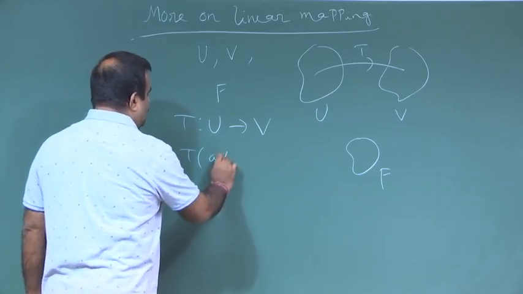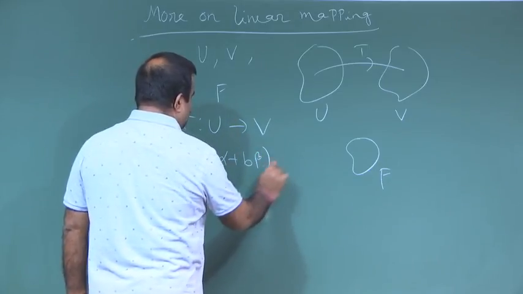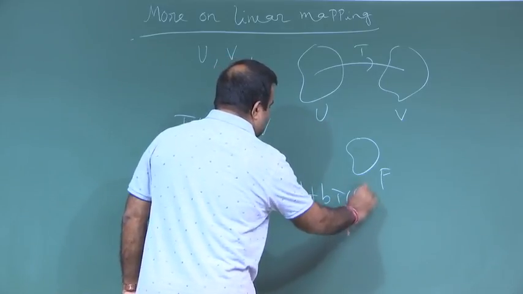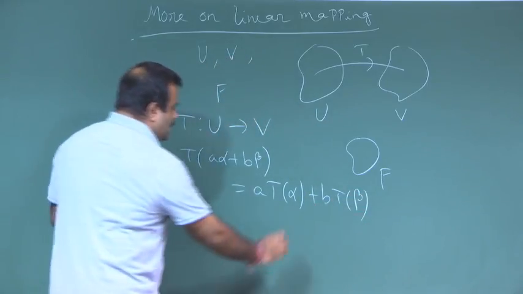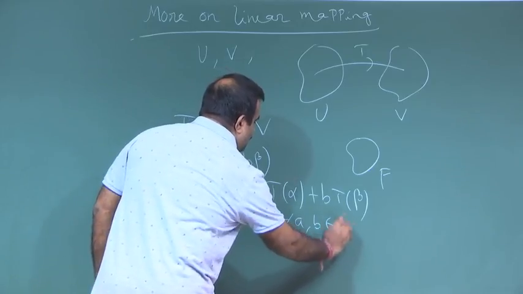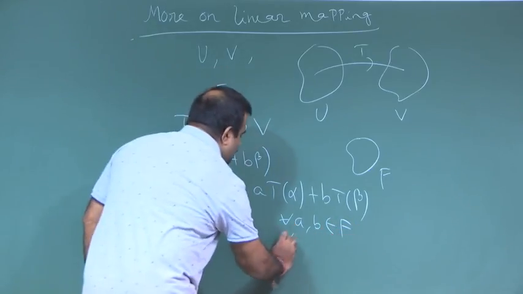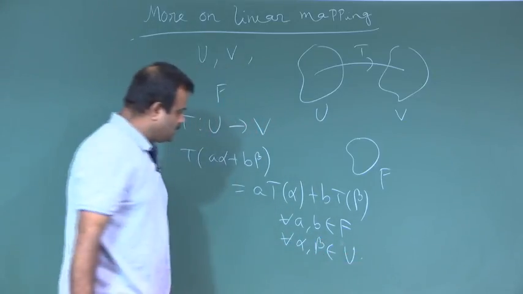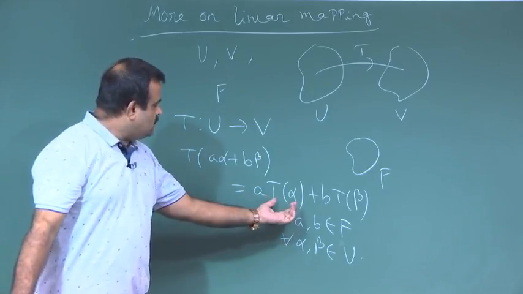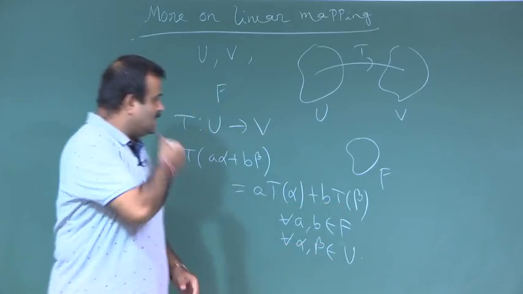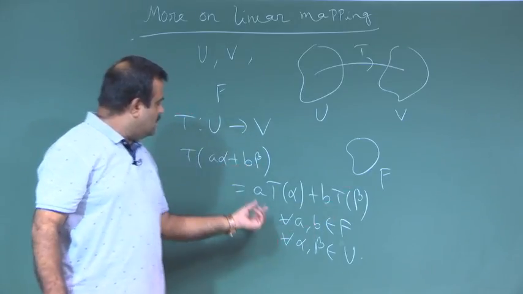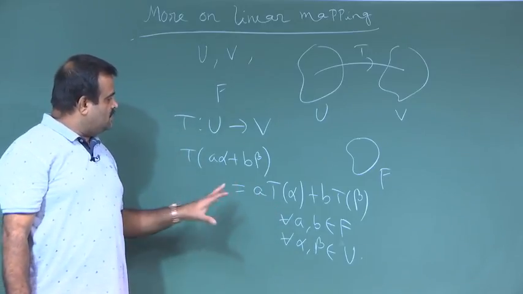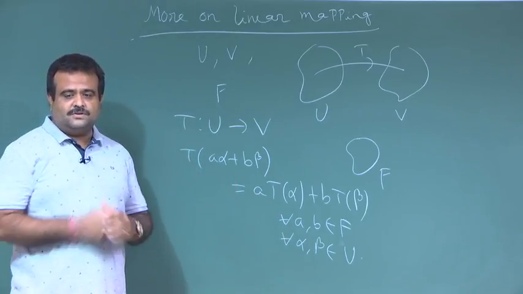T of a alpha plus b beta can be written as a T alpha plus b T beta, and this is true for all a, b coming from the scalars and for all alpha, beta vectors from U. This will be a vector in V and this will be a vector in V, and that is why we need to have the same field, so we can operate on them. This will again be a vector in V. If this is true, then this is the definition of the linear transformation.